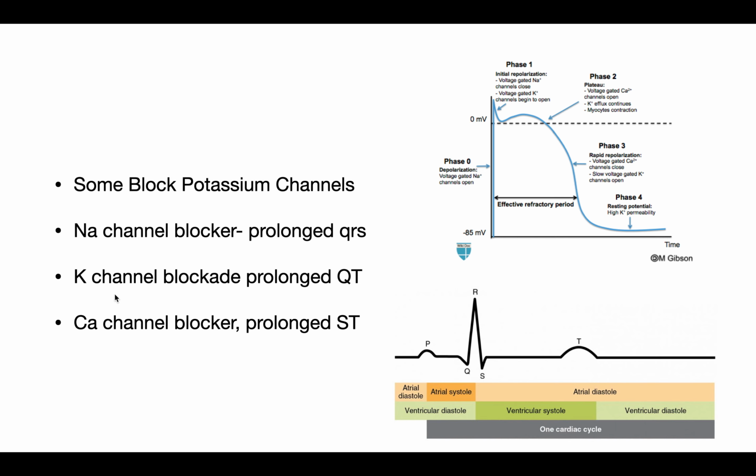A potassium channel blockade will also prolong QT. So not just the contractility, but also the diastole of the ventricles, or ventricular systole, is going to prolong the systole. Calcium channel blockers are going to prolong ST. So this is going to only prolong the ventricular systole.